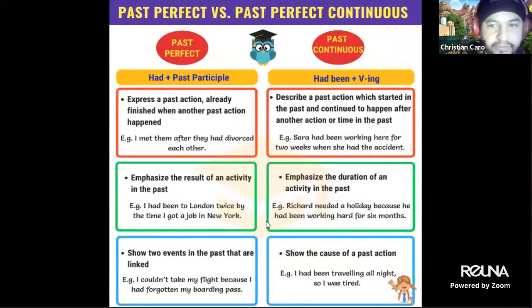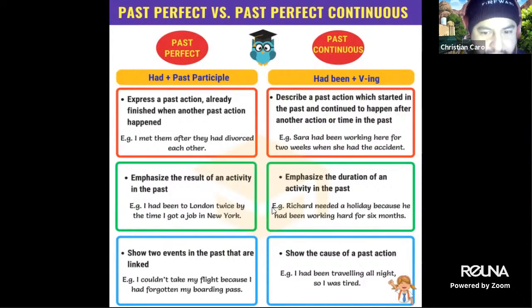In this case, we got the comparisons, the things that we've been doing so far. Past action already finished when another past action happened. Past action which started in the past and continued to happen after another action. I think it looks like a pretty good explanation. For example, I met them after they had divorced each other. Sarah had been working here for 2 weeks when she had the accident. You can see that when we use past perfect continuous, we need to be more specific about the time expression. Okay, here for 2 weeks. But in the previous example, there's no specification.